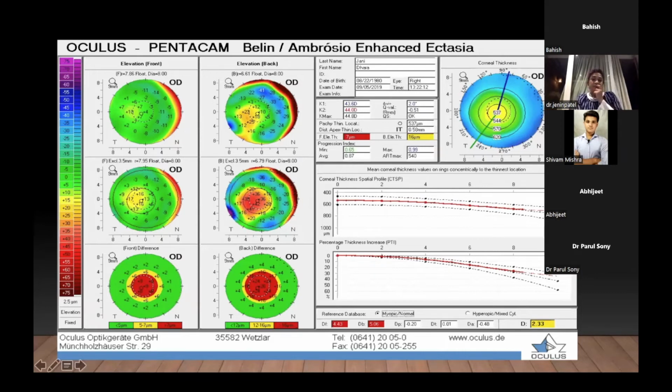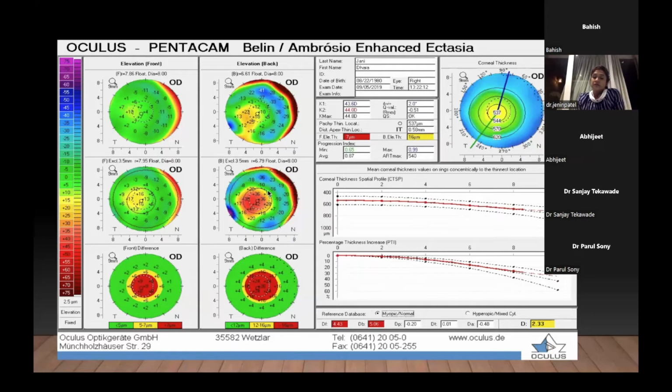Probably this may be an epithelial thing, which is a bump here, versus this is the back surface. This is the posterior. Which one? The red. Yeah, the middle red is the posterior float. These are the changes in the posterior float. This is the enhanced best fit sphere of the posterior float.